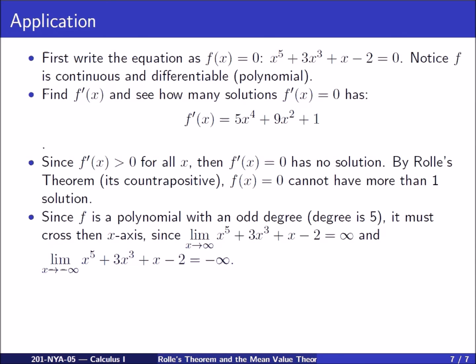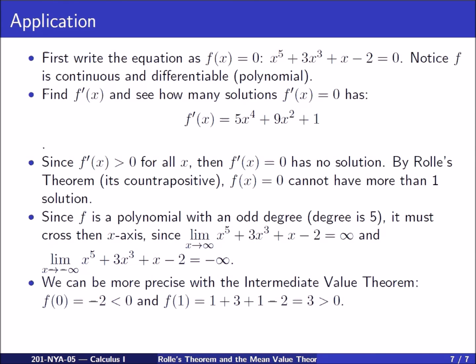That's due to the odd power of x for the leading term. So x to the 5 goes to infinity as x goes to infinity, and it goes to minus infinity as x goes to minus infinity. And since that term, x to the 5, dominates every other term in the polynomial, it dictates the behavior of the polynomial at infinity and minus infinity. So we know that because the function goes to infinity and minus infinity at both ends, and it's continuous, it will cross the x-axis at some point. But then we can be more precise with the intermediate value theorem and try to locate where the root might be.